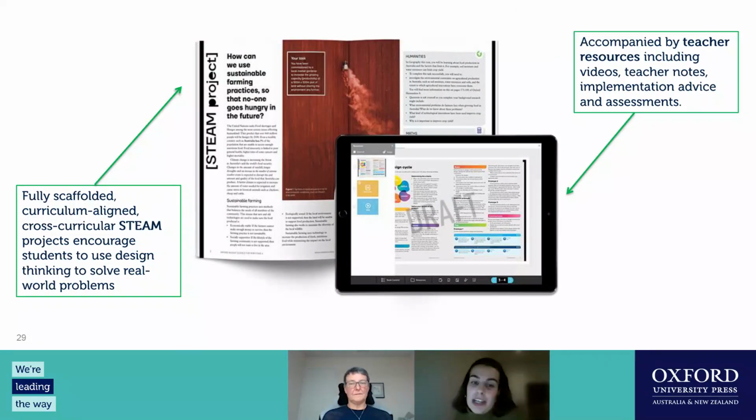An exciting new feature in the new edition is the inclusion of fully scaffolded, curriculum-aligned STEAM projects. Each cross-curricular project covers the science, humanities and maths curriculum and is accompanied by a comprehensive suite of teacher resources, including videos, teacher notes, implementation advice and assessments. These STEAM projects encourage students to work collaboratively, make connections between learning areas and use design thinking to solve real-world problems.